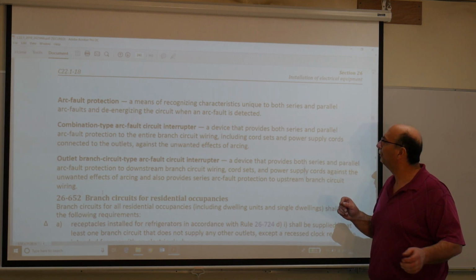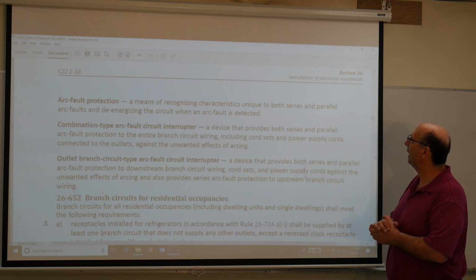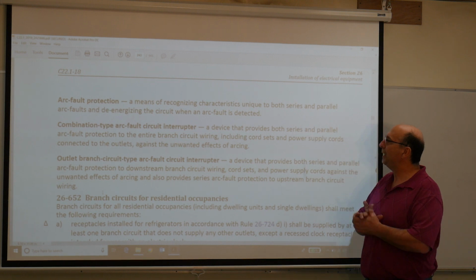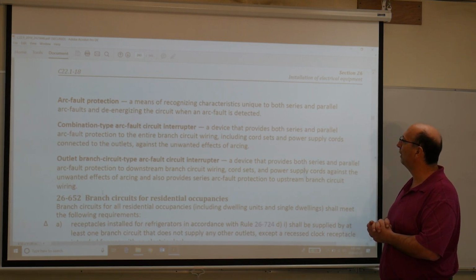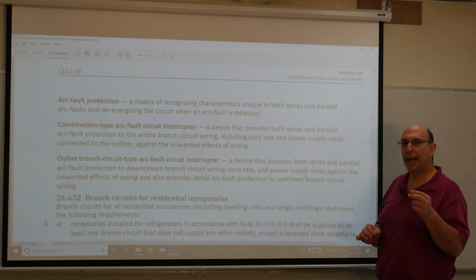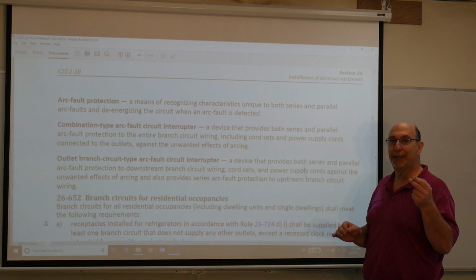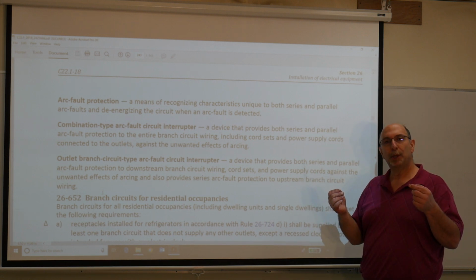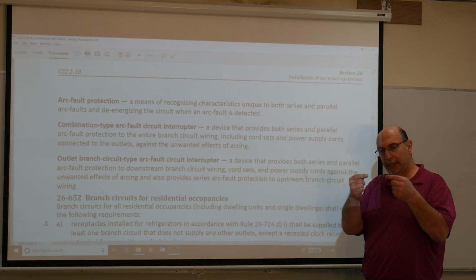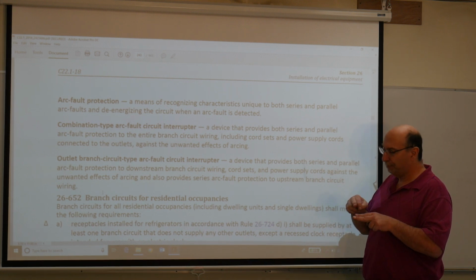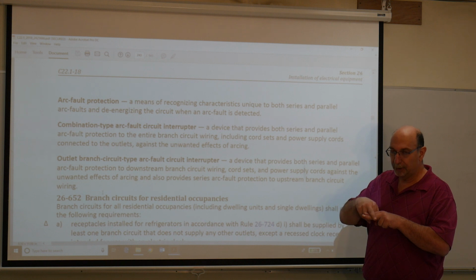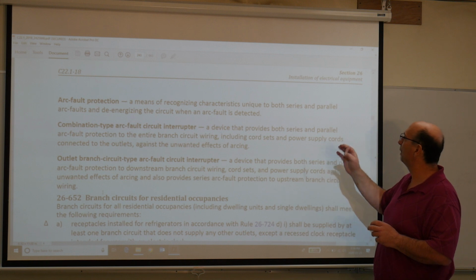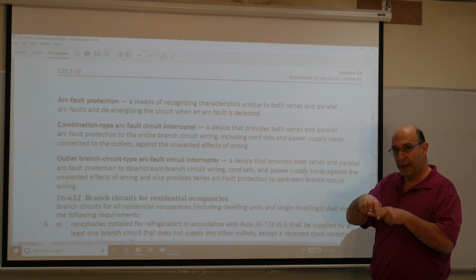Arc fault protection. It's a means of recognizing characteristics unique to both series and parallel arc faults and de-energizing the circuits when an arc fault is detected. Later, if we get time, we will talk about the difference between a series and a parallel arc fault. But if we don't, you all know what series is, something in between, and something that's in parallel would be your two conductors, and there's a fault between line and neutral. So that's what an arc fault does, it protects both within the series of the circuit and in the parallel.